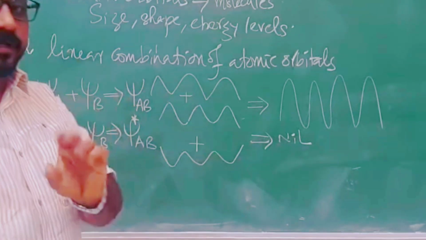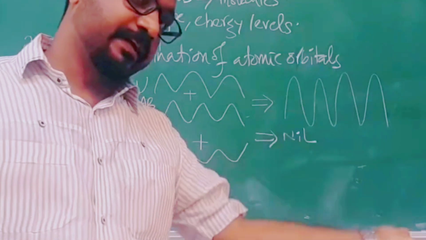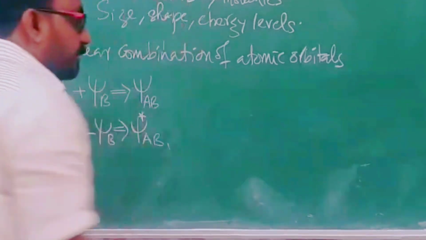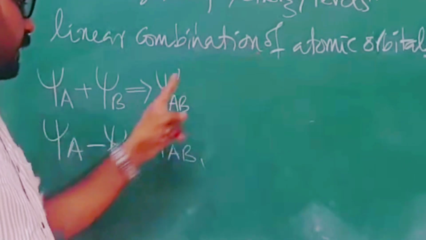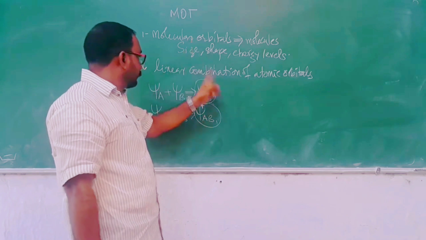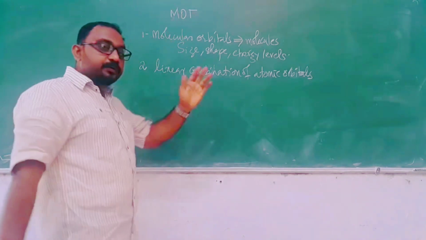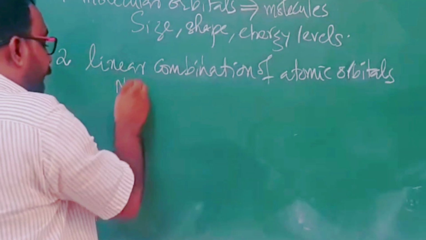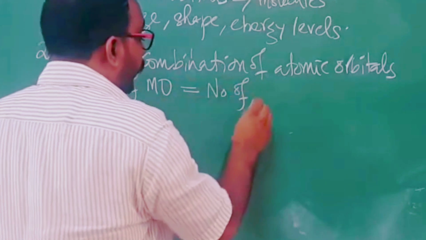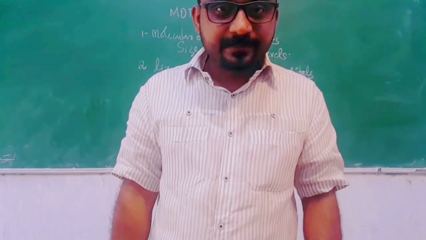This is an extreme end, completely added and completely subtracted. But when we talk about molecular orbital formation, no two atomic orbitals come completely out of phase or completely in phase. It comes somewhere in between. Atomic orbitals go for linear combination to form a molecular orbital. This wave function represents molecular orbitals. You also have to note one more point: the number of molecular orbitals formed will be exactly equal to the number of atomic orbitals combined.